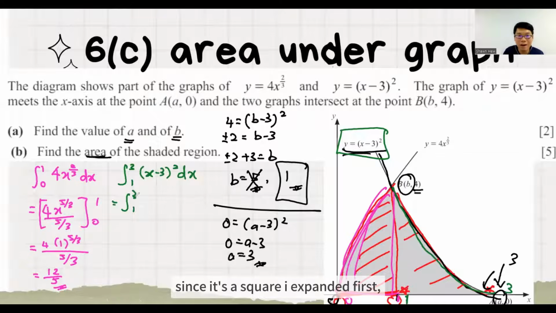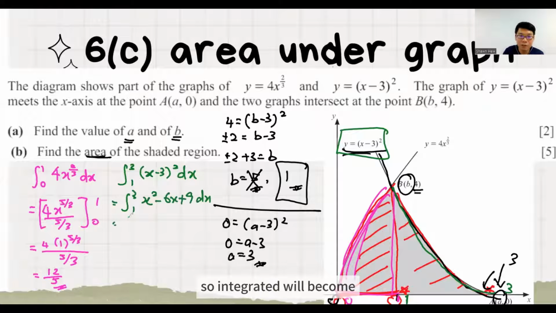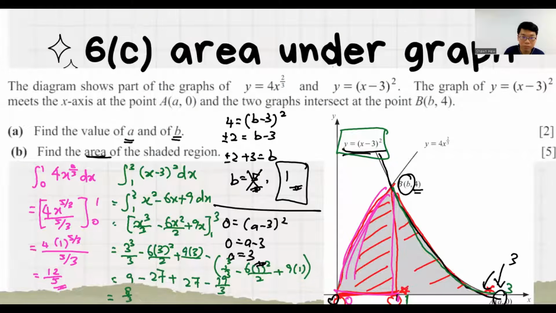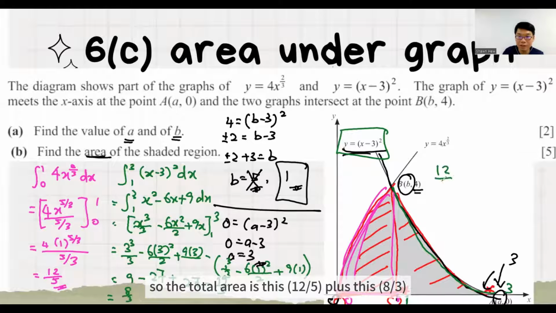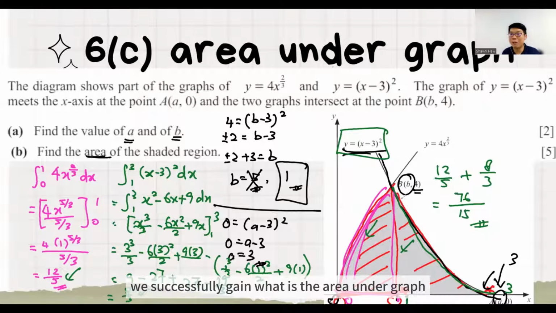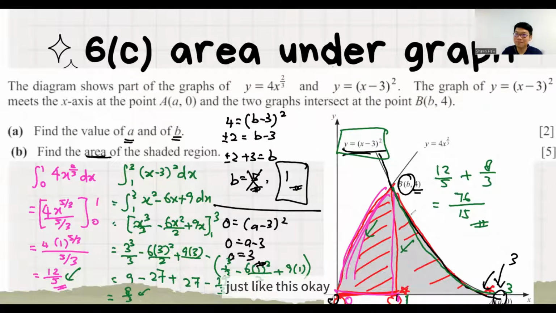Since it's a square, I expand it first, easier to do. So integrate it, it will become... so the total area is this plus this, here plus here. We successfully gain what is the area under the graph, just like this.